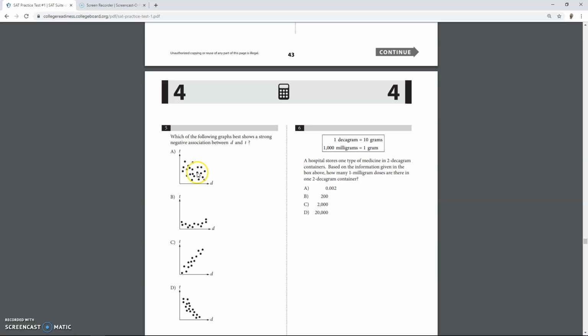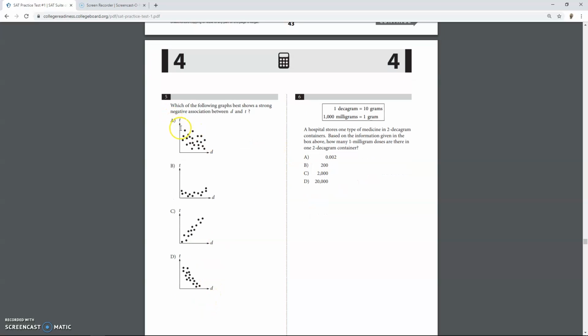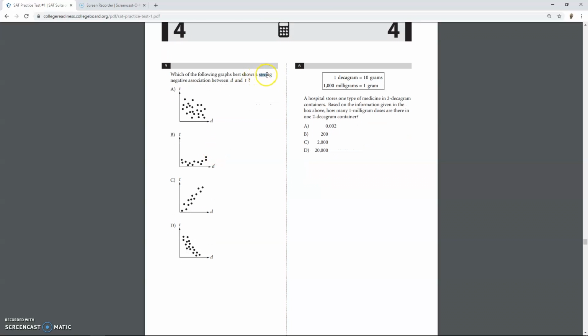For the fifth question, it is asking which one best shows a strong negative association between D and T. So first, we need to find out which ones have negative association. And we know that A and D have a negative association as they have a slope that is less than 1. And here, it also wants strong association, which means they need to be as tight as possible. And we compare D and A, and we get that D is way more tight compared to A. And so we get the answer as D.